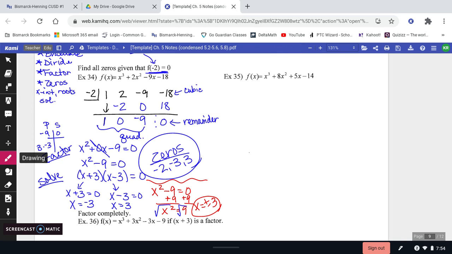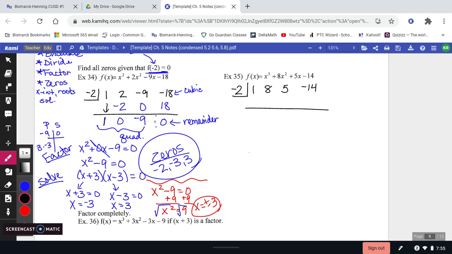So let's go to 35. Same directions. Find the zeros, and our first zero we are given is going to be negative 2. So put negative 2 in your box. Use your coefficients.